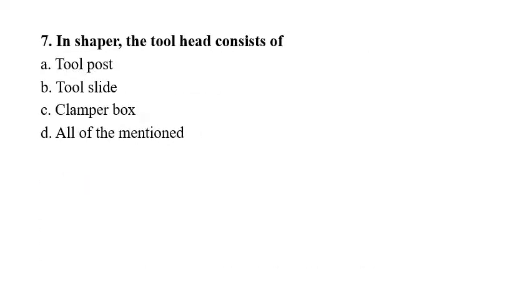Question number 7. In shaper, the tool head consists of tool post, tool slide, clamper box, all of the mentioned. The answer will be D. All of the mentioned. The tool head mainly consists of tool post, tool slide, clamper box. So the answer is D. All of the mentioned.